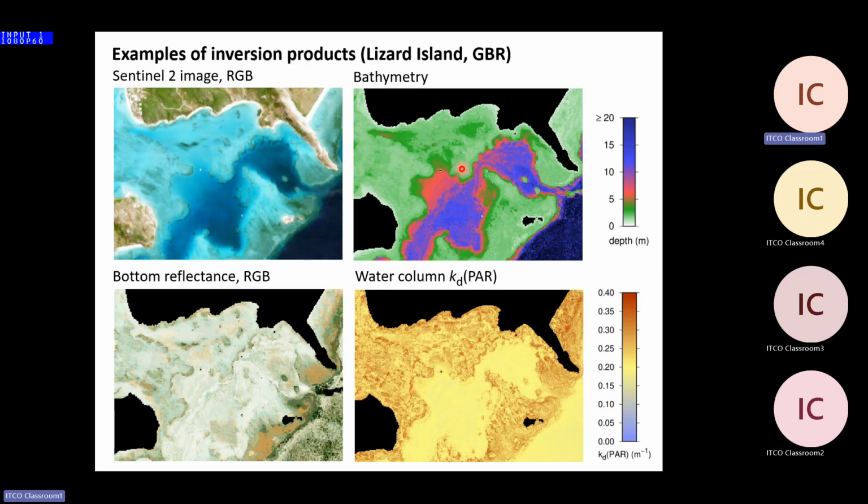And this is an example of the kind of outputs you get. Every pixel is processed independently now. Unlike those empirical methods that required the assumption that the optical properties of the water be the same everywhere, this doesn't. It's matching to every pixel and trying to estimate the depth, the optical properties of the water, and the bottom reflectance. So again, it's the same site which I always use for my slides, Lizard Island on the GBR.